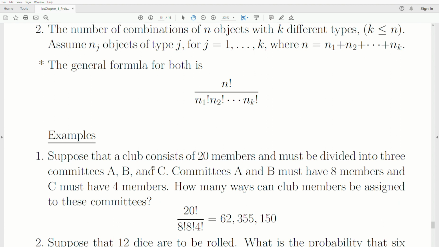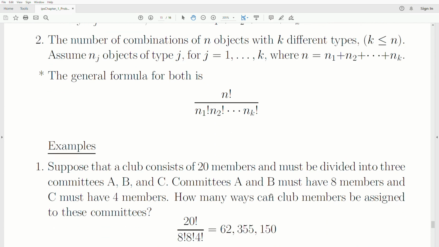First, let's suppose that a club consists of 20 members and must be divided into 3 committees, A, B, and C. Committees A and B must have 8 members, and C must have 4 members. How many ways can club members be assigned to these committees?